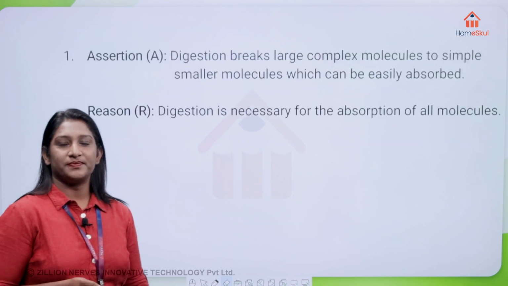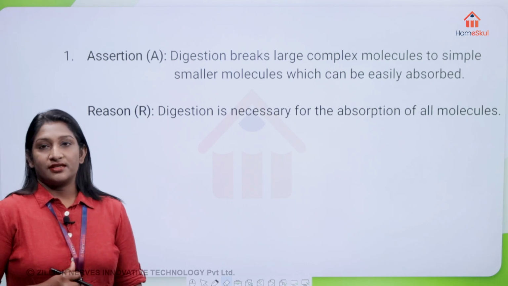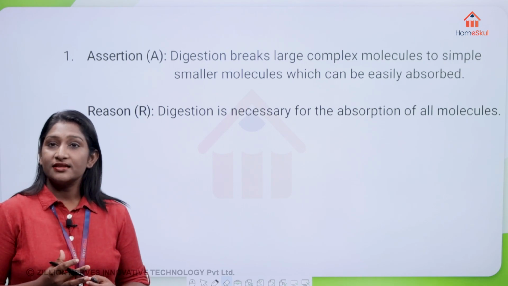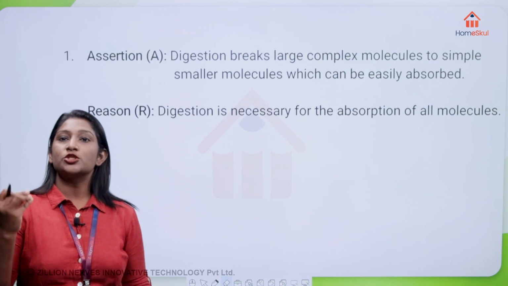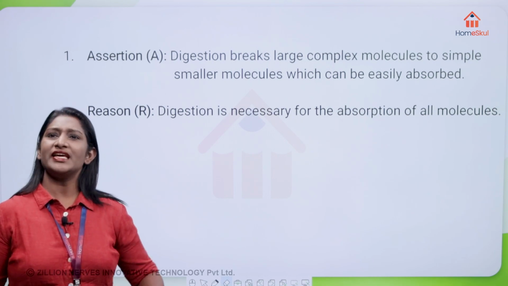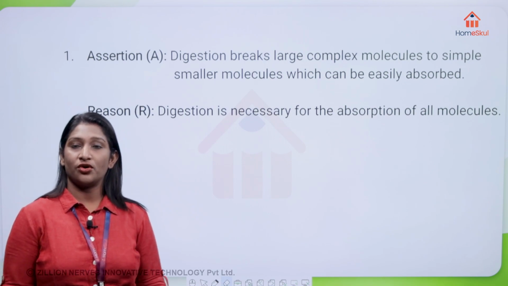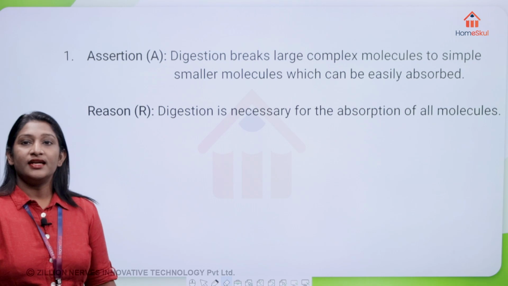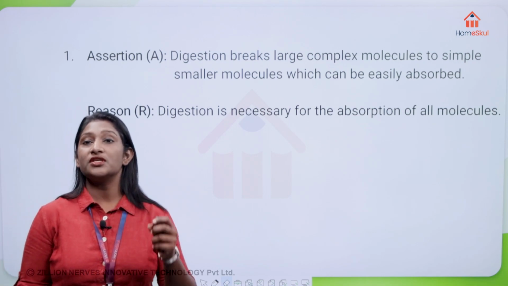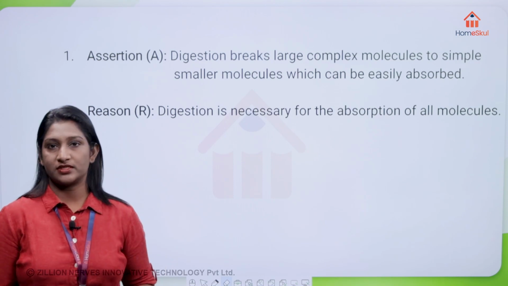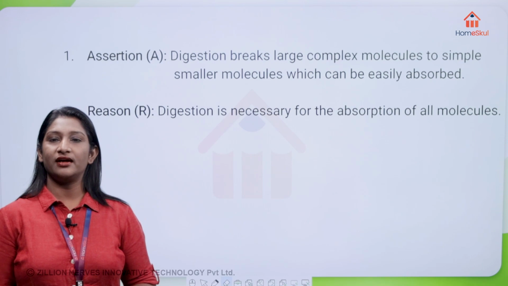The first question, see this. Digestion breaks large complex molecules to simpler, smaller molecules, which can be easily absorbed. You have to say whether it is correct or wrong. And the reason, digestion is necessary for the absorption of all molecules. Which one is true, Vaiga? Which one is true?